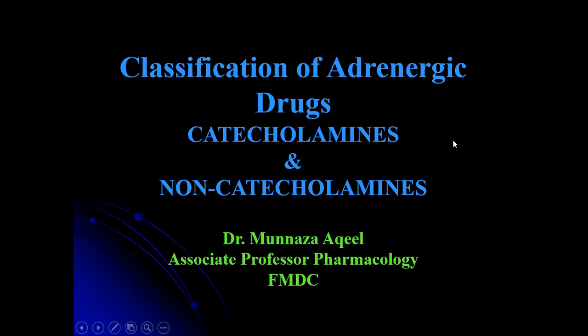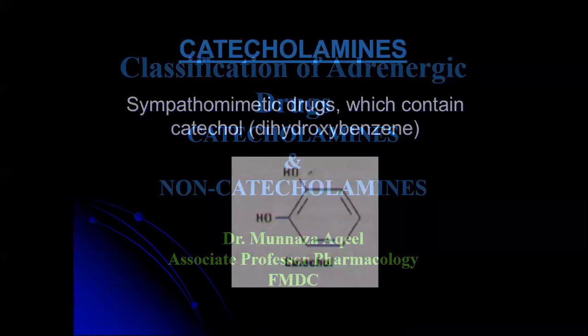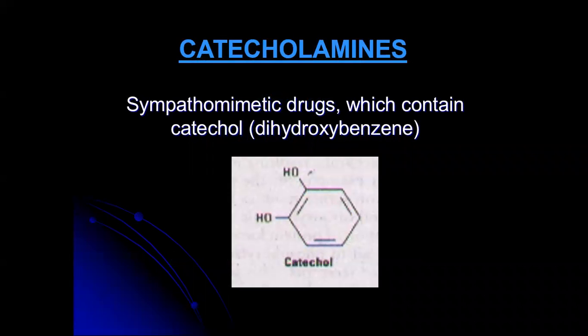So now we are going to discuss the adrenergic drugs. What are adrenergic drugs? Catecholamines and non-catecholamines, these two groups of drugs are called adrenergic drugs, and they are included within this group with their specific characteristics. What are catecholamines? Catecholamines basically are sympathomimetic drugs, and they contain a catechol ring in their structure.